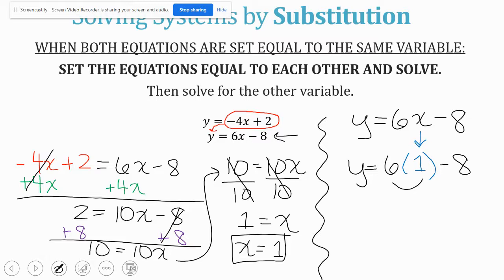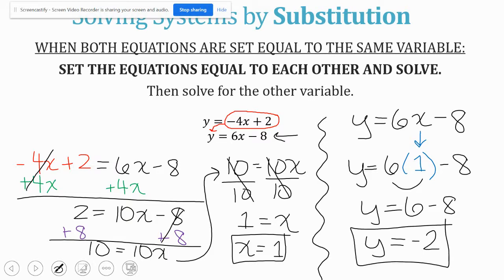Now we solve over here. 6 times 1 is 6. Bring everything down. 6 minus 8 is negative 2. So we get y is equal to negative 2. And write your answer as an ordered pair. Our answer is 1 comma negative 2.